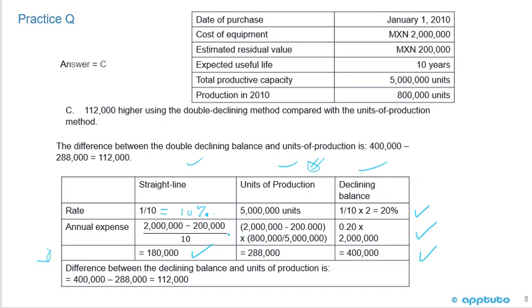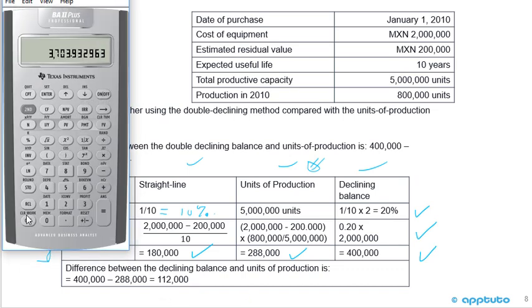Again, the numerator is the same as our straight line. It's our cost minus our salvage value, and then we divide by our total number of units times our actual number of units. In this case the formula is written as cost minus salvage value times actual units over total units, and we get 288,000. And then you simply had to bring up your calculator and do the little calculations.